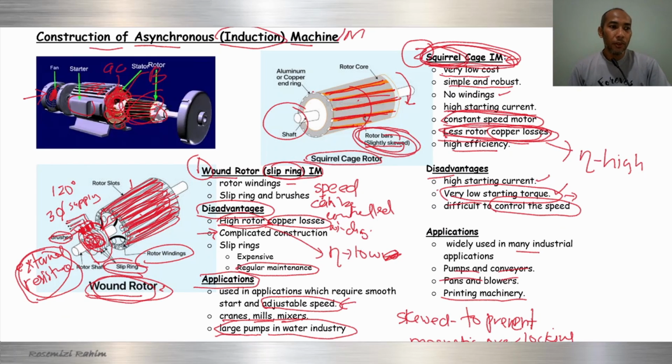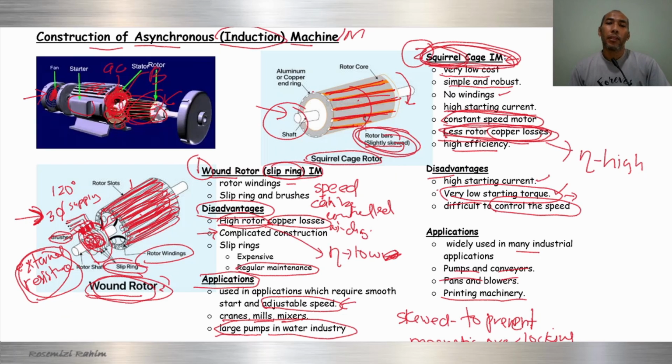This is to prevent locking. If locking happens, it will fail to start, cannot start, because this rotor can only rotate after the rotation of the magnetic field at the stator, because it doesn't have its own magnetic field compared to wound rotor. Wound rotor has its own supply to produce a magnetic field. For squirrel cage, they don't have their own supply, so they just wait for the magnetic field from the stator to rotate.